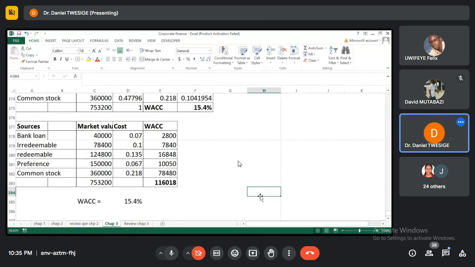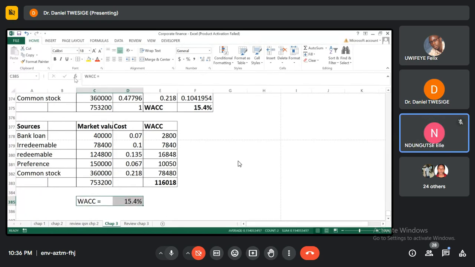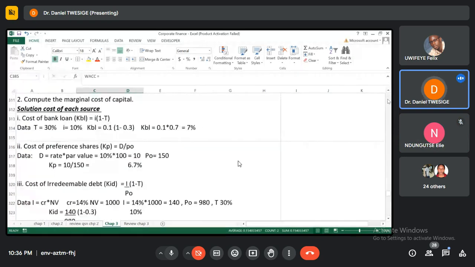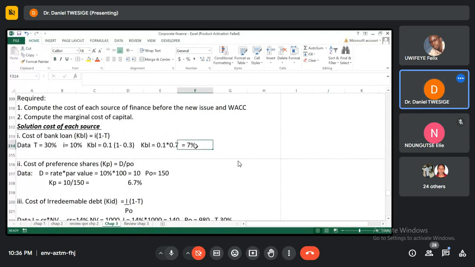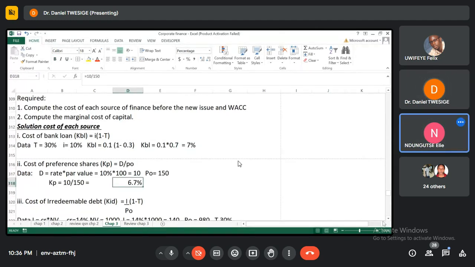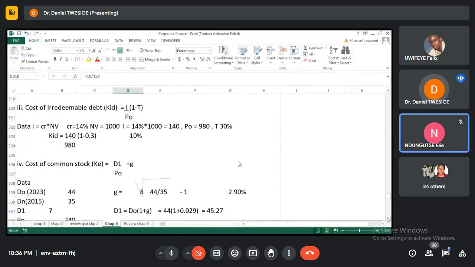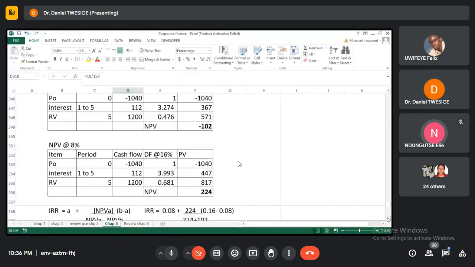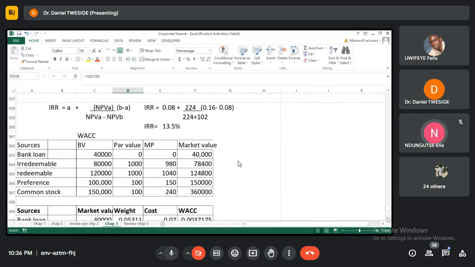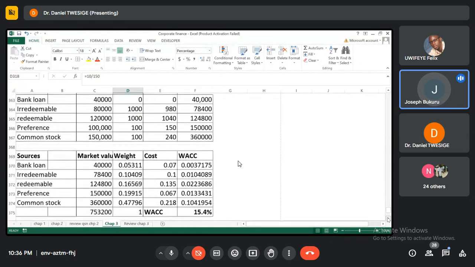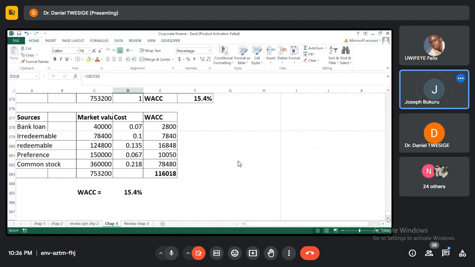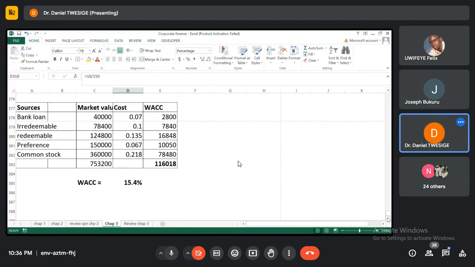Excuse me, sir. Yes. My internet was interrupted. I don't know how you calculated the cost. The cost is the one you have been calculating. Remember where you started with the cost of bank loan? It is here. The cost of common stock is here. You get it? Now I get you. Okay. Please share, remember to share even that Excel because we need to make a revision ourselves. Okay.